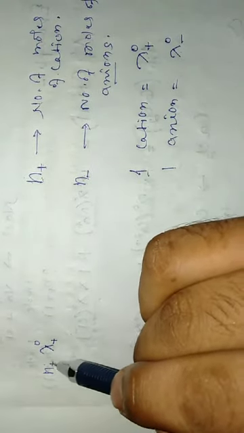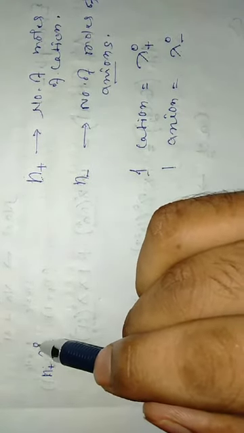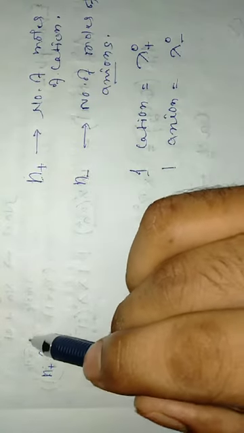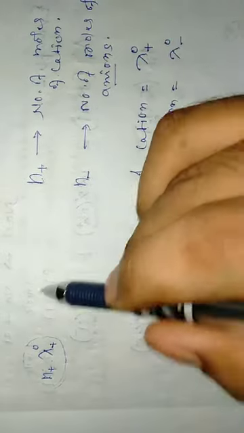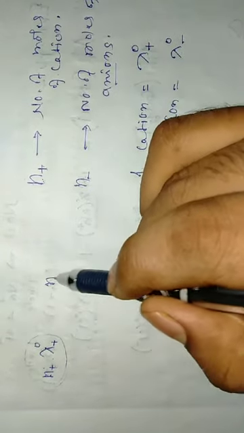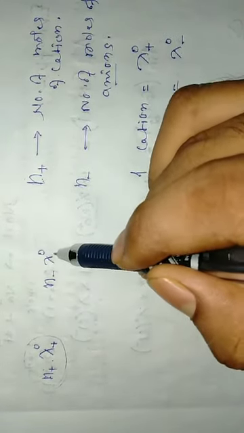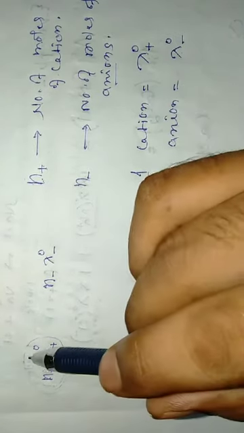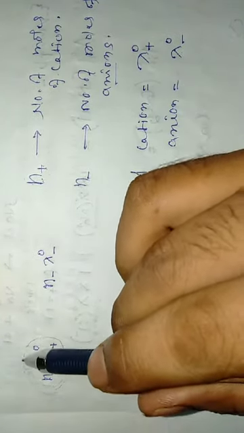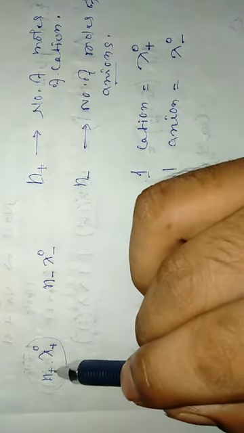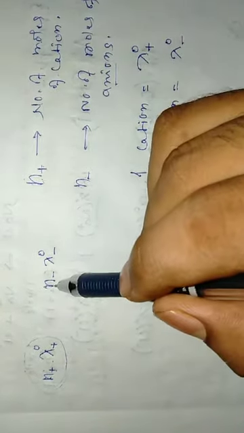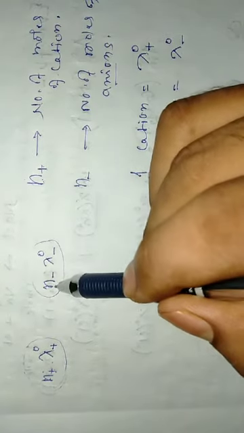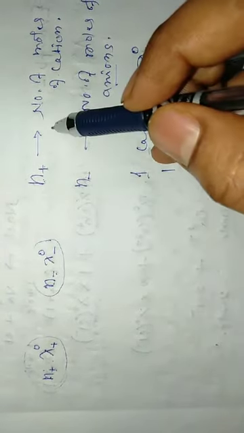So for n plus moles of cation, it will be n plus into lambda plus naught. This is the limiting molar conductivity for the n plus moles of cation in this solution. Similarly, for n minus moles of anion, the limiting molar conductivity will be n minus into lambda naught minus. So this is the limiting molar conductivity for the n plus moles of cation in this solution, and this is the limiting molar conductivity for the n minus moles of anion in this solution.